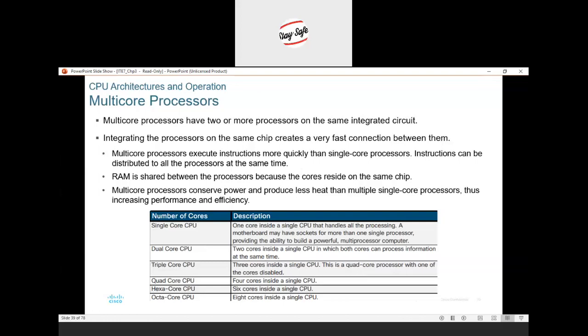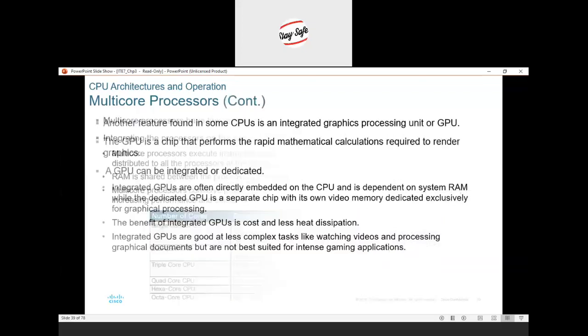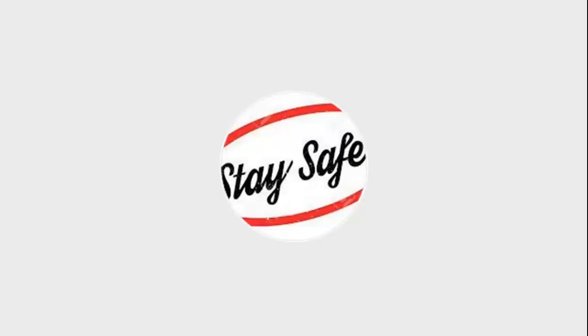Okay, and so we have a single core, we have the dual core, the triple core, quad core, and that's just in that order, trying to increase the number of cores per processor. And that's how you see that. All this is just to increase the speed of the processor.